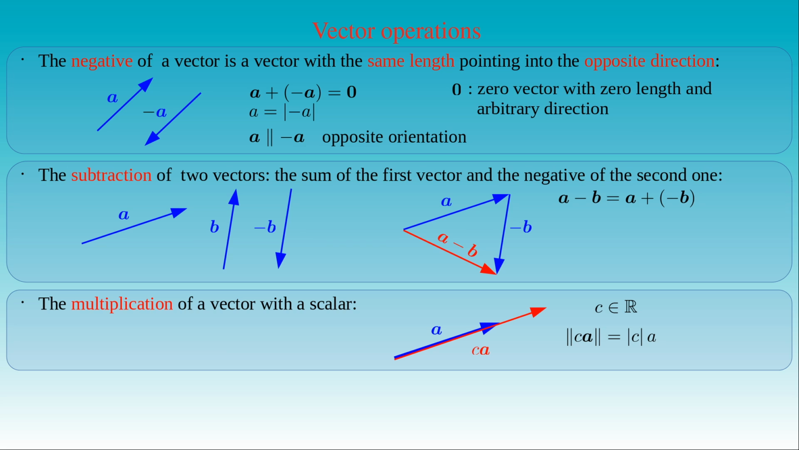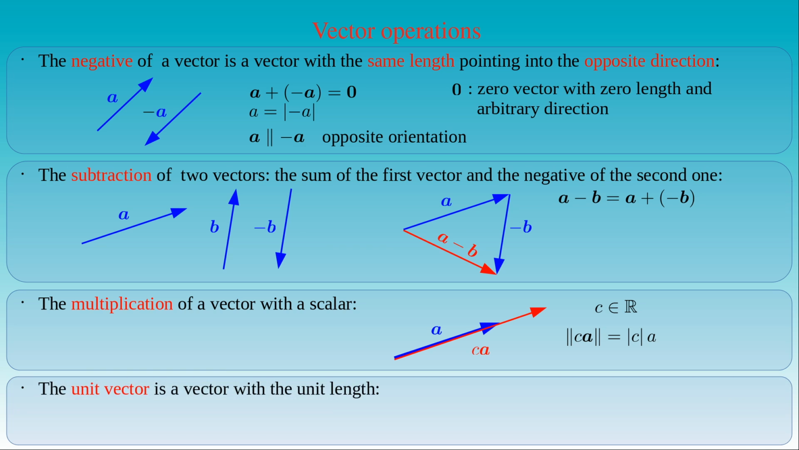By using this operation, we can also define the unit vector which is unit length. For a vector A, the unit vector EA is defined as the multiplication of A with the inverse of its length. Then the length of unit vector EA is equal to 1, and it points into the direction of the vector A, as we see in the figure.